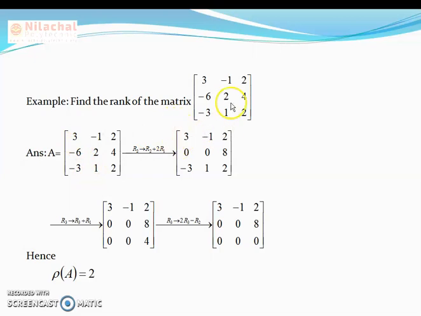Then come to another example. Find the rank of the matrix [3 minus 1 2; minus 6 2 4; minus 3 1 2]. Let us start. Suppose we denote it as A equal to this, and this is the equivalent symbol. In our previous question we used another symbol, and here we are using this symbol. Both have the same meaning. Here the diagonal elements are 3, 2, 2. Your main target is to convert the elements below the diagonal, minus 6, minus 3, 1, to 0.